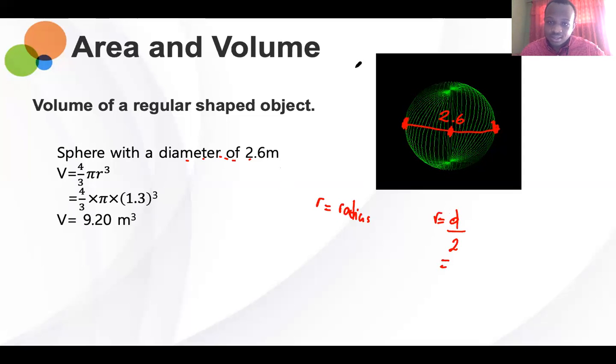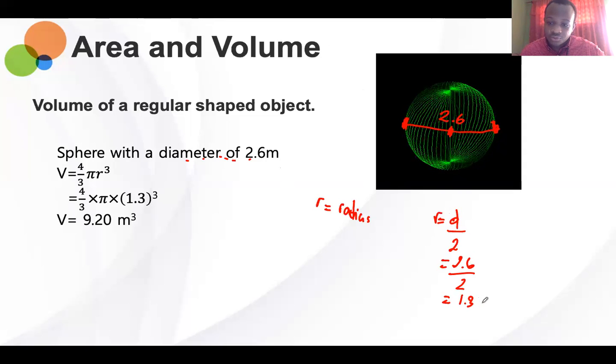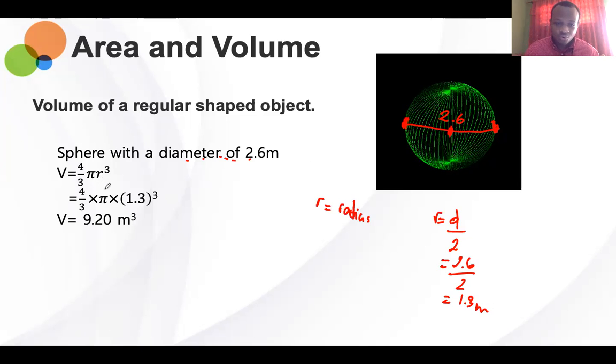Our diameter in this case is what exactly? 2.6. So we divide that by 2 and we get 1.3. 1.3 what? Meter. 1.3 meters. All right. So we have everything that we need for the formula. We have our r, right? So now we will go ahead and calculate.